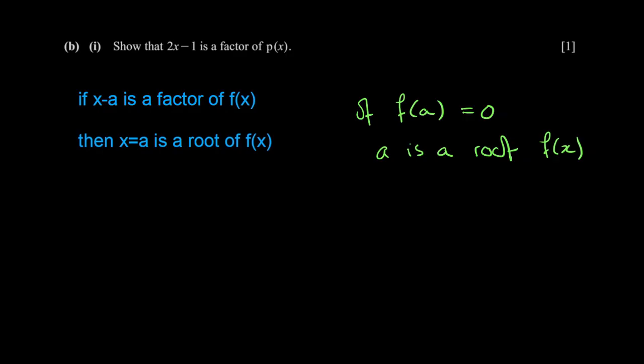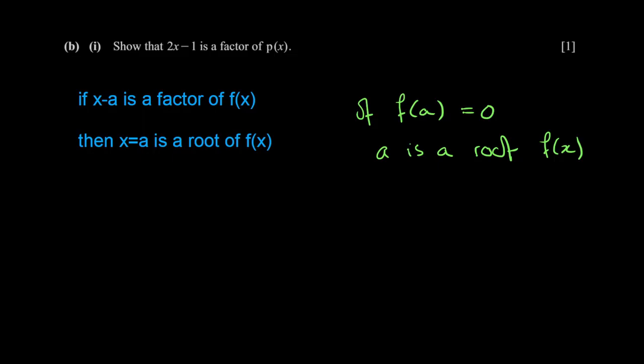Therefore, what does that mean? It means that if we were to divide by x minus a, then it must be a factor. If a is a root, we've got a remainder of 0, which means that x minus a divides through the polynomial such that there is no remainder, which is the same thing as saying that x minus a is a factor. So let's have a look at part B here. I want to show that 2x minus 1 is a factor of P of x.